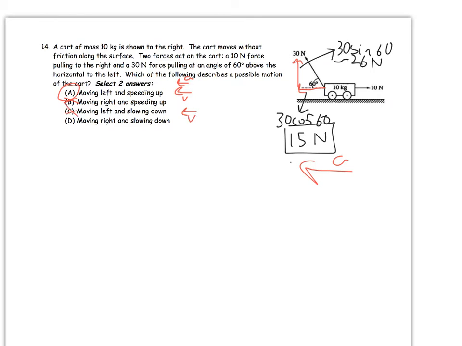Moving to the right and slowing down, that scenario does work. I have a velocity to the right and acceleration to the left. That would result in moving to the right and slowing down, and my acceleration would be left, which is what I know it's going to be.